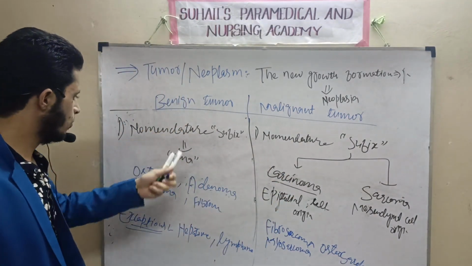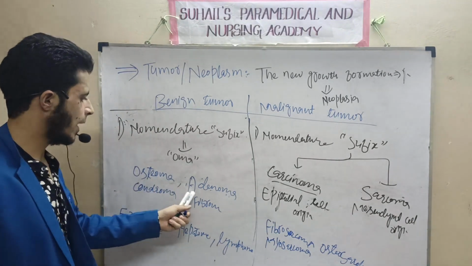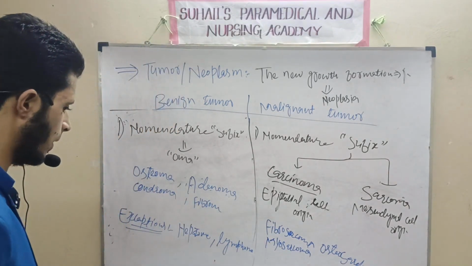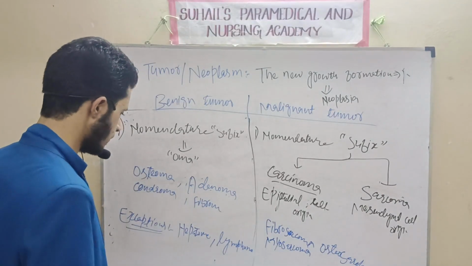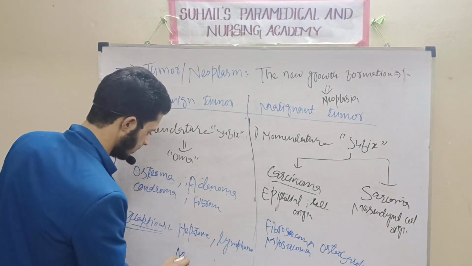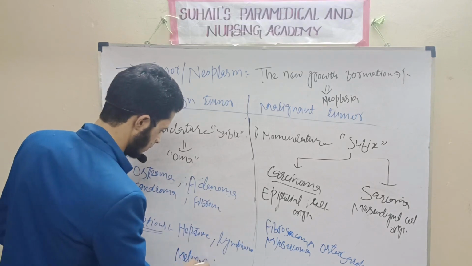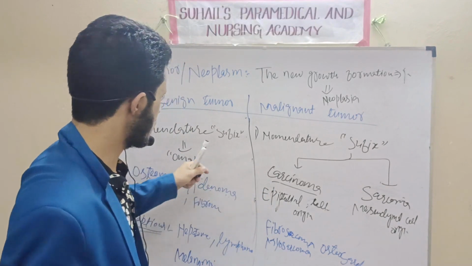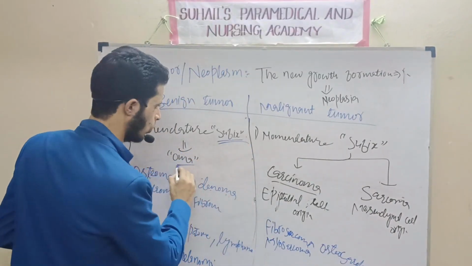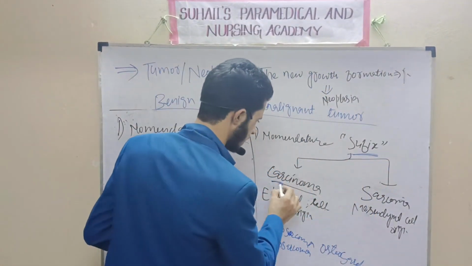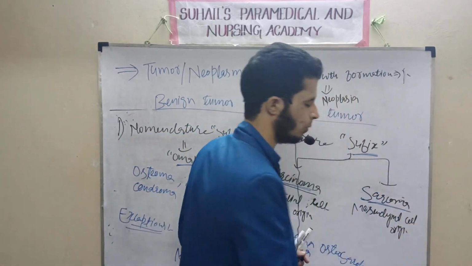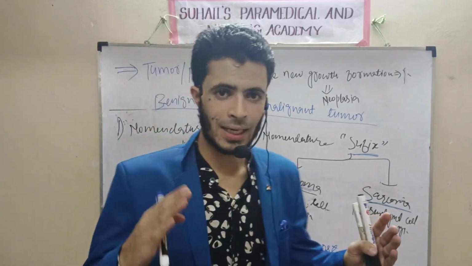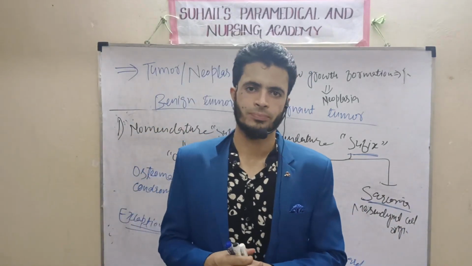And there are benign tumors. The examples are osteoma, chondroma, adenoma, fibroma. The exceptions are hepatoma, lymphoma, and, as I already told, melanoma. So this is the suffix. The suffix here ends with oma, either carcinoma or sarcoma. I hope you understood what I am saying. Okay, this was the difference between malignant and benign tumor.